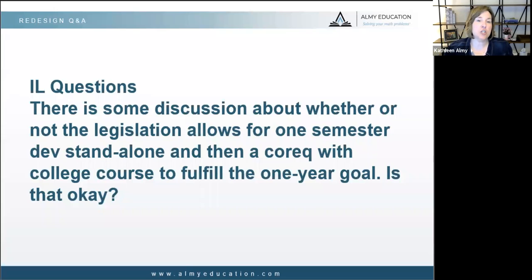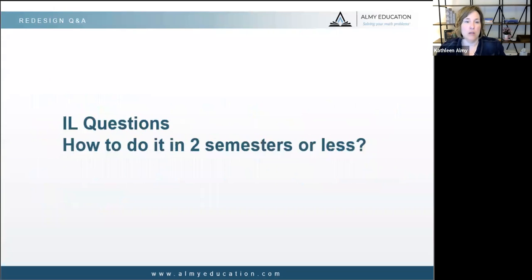Okay, there's some discussion about whether or not legislation allows for a one semester developmental standalone and then a co-req with a college course to fulfill the one-year goal. Is that okay? Meaning you take developmental in the fall and you take co-req in the spring. I think that's allowed. I think the main thing is they've got to complete their college requirement. And when you complete a co-req, you are completing the college requirement. So I don't see why that wouldn't be allowed.